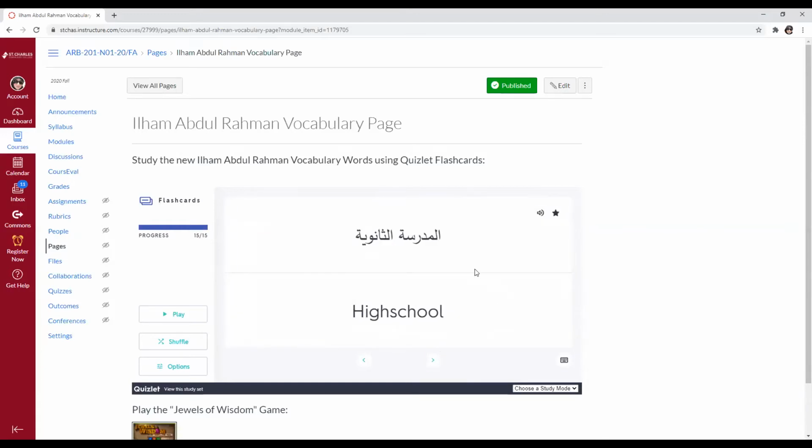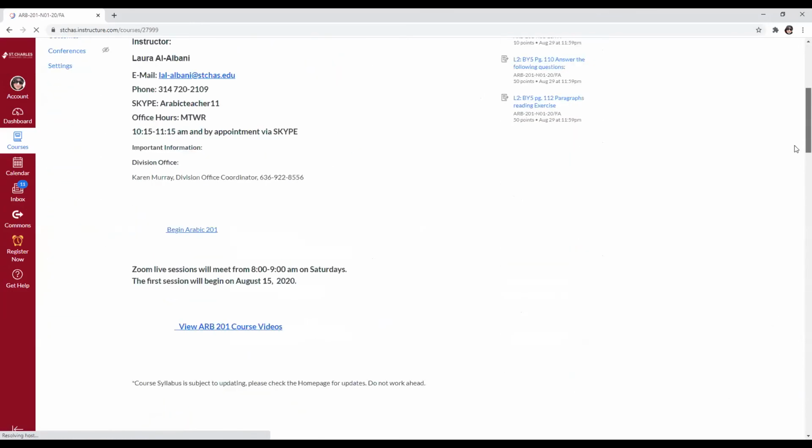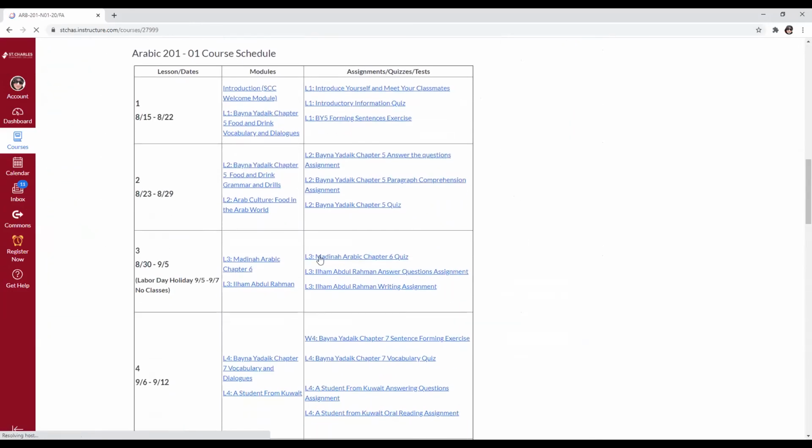Al-Madrasa al-Thanawiyya is high school. Okay, that's what they use for high school. Okay, so those are some new words that you'll be seeing in this paragraph. Let's go on to the paragraph.